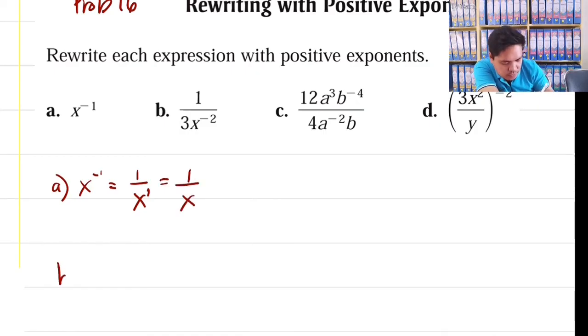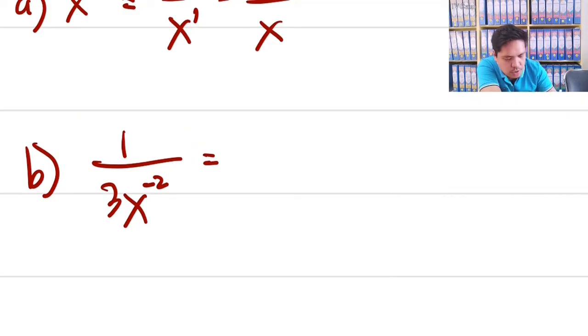Napakadali, no? How about letter B? Sa letter B, that's 1 over 3x raised to negative 2. Remember, dito, ang naka-raised to negative 2 is just x, no? Baka kasi ma-confuse kayo, the whole term, mali. Okay sana kung ganun if may parenthesis dito. That means this whole term is raised to negative 2. Pero ito, wala siyang parenthesis, wala siyang grouping symbol, so that means yung x lang yung raised to negative 2.